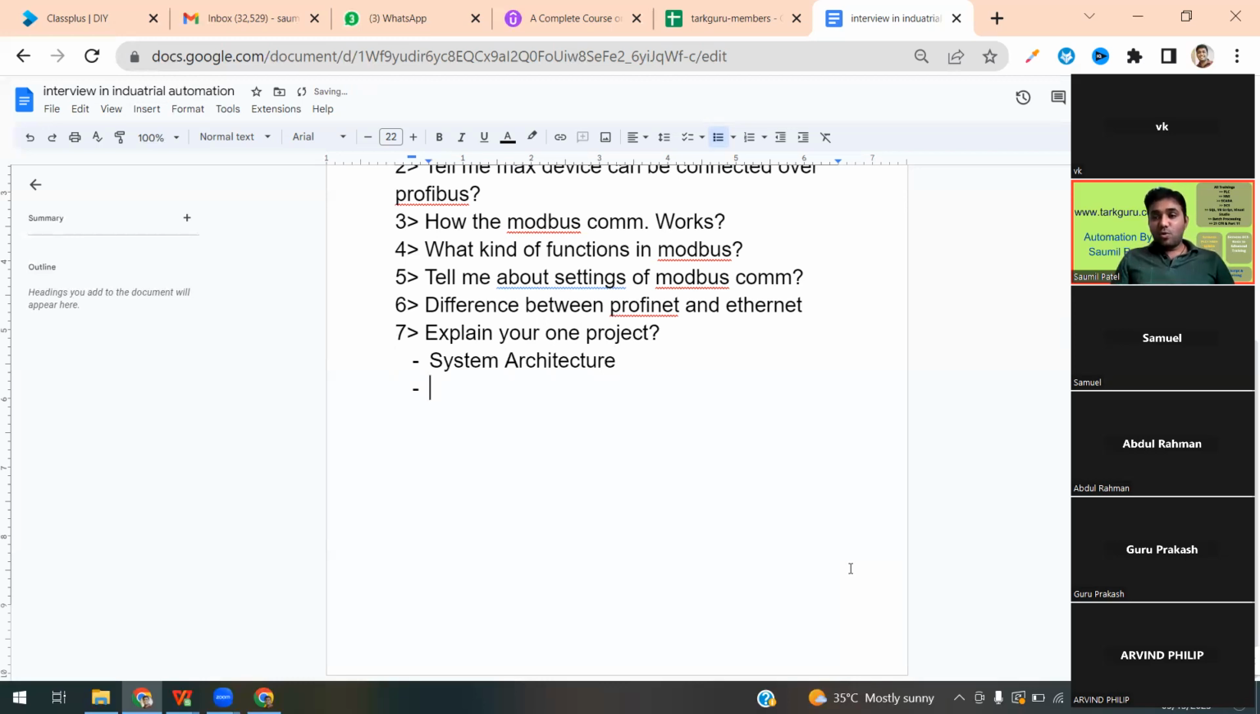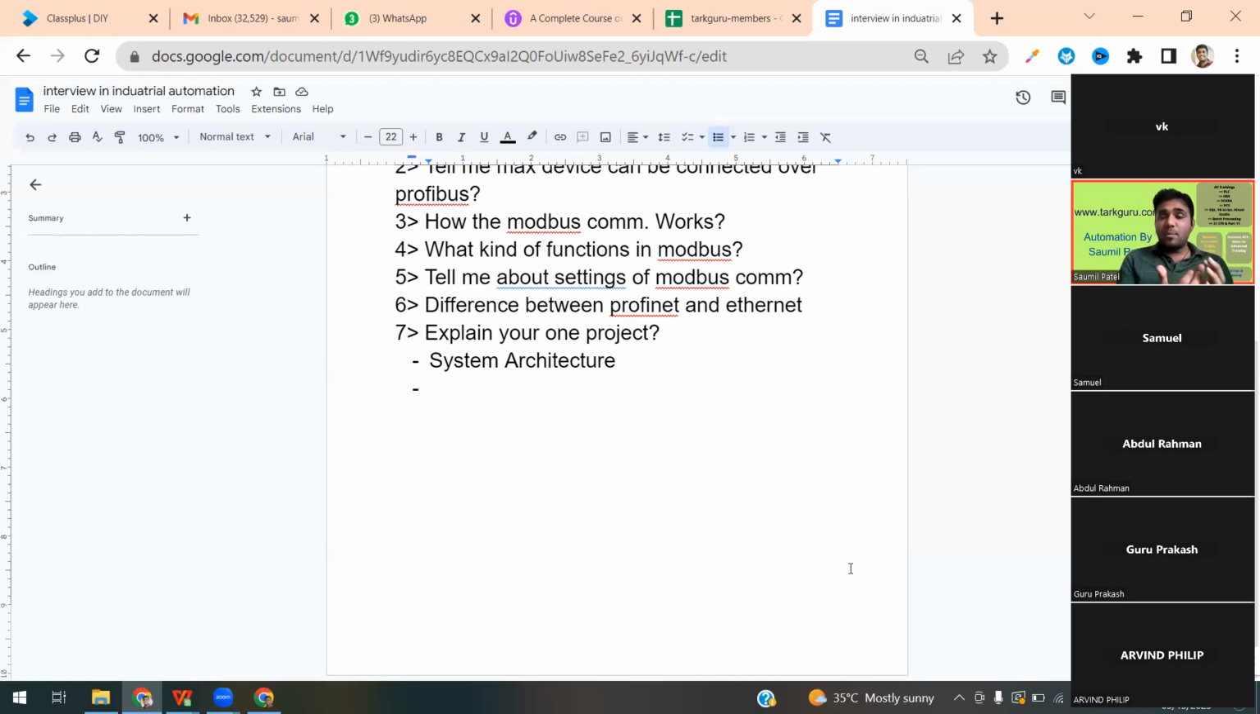That means what kind of CPU you have used, what model number of HMI you have used, what kind of communication method you have used, what kind of SCADA you have used. Have you used SQL over here? Have you used remote interface modules over here? Have you used a GSD file? That means the third party communication over here, right?